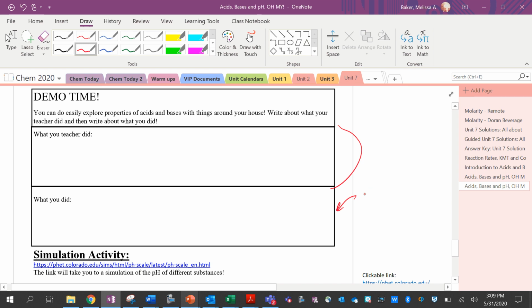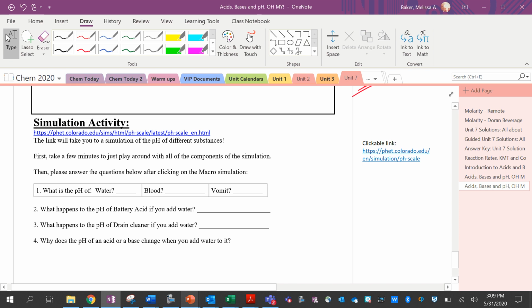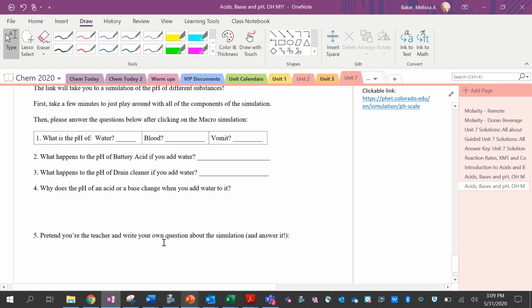So then what you're supposed to do is do your own little acid-base testing at home. It's nice if you can put a picture off to the side so that I can see it as well. And then there's a really cool PhET that I want you to play around with. So click on this link, and it just has a whole bunch of really cool substances that you can test and then answer those questions. So thank you very much. Hopefully that helped.